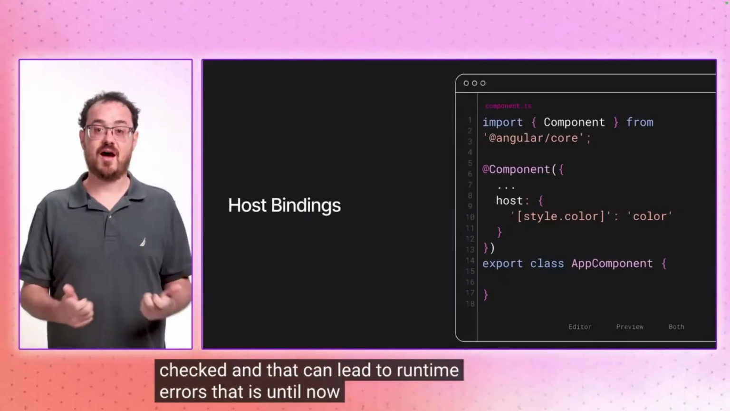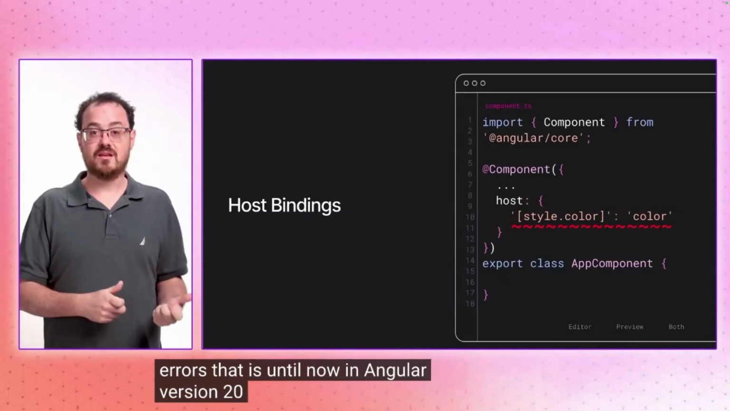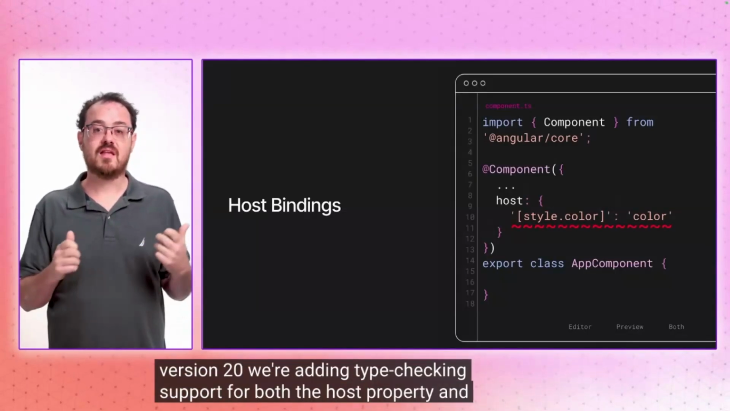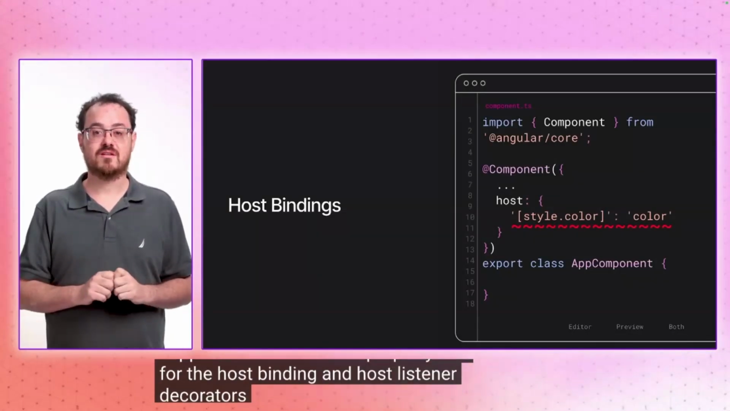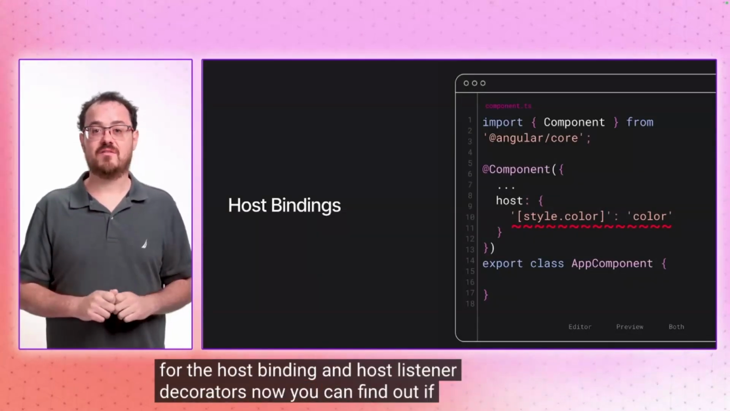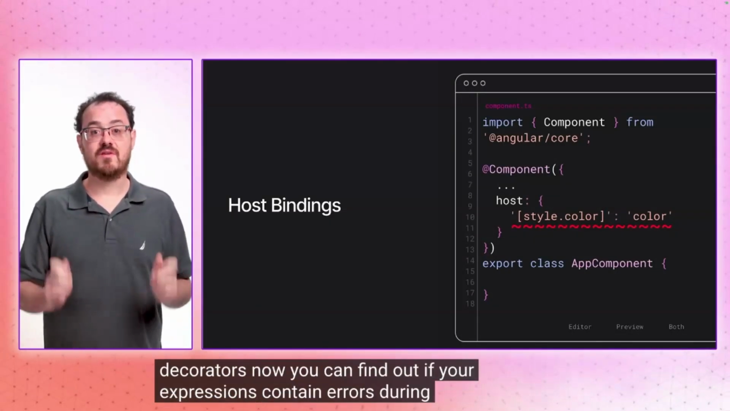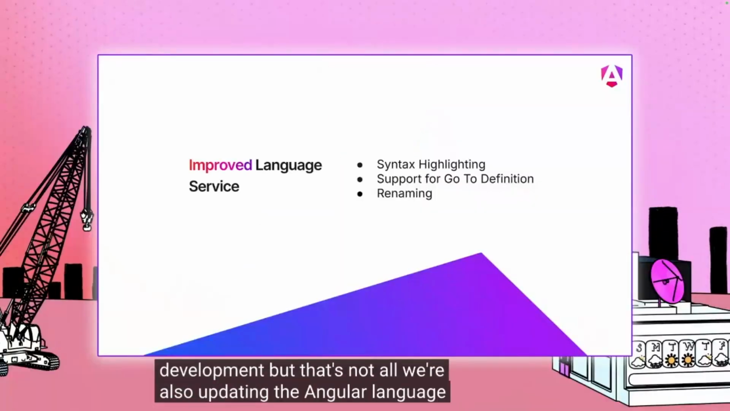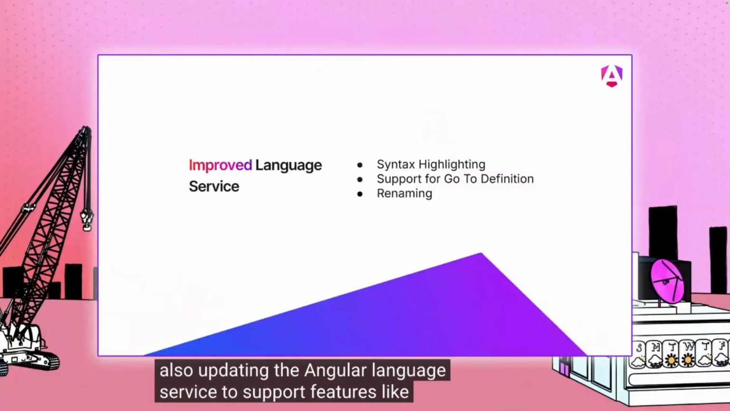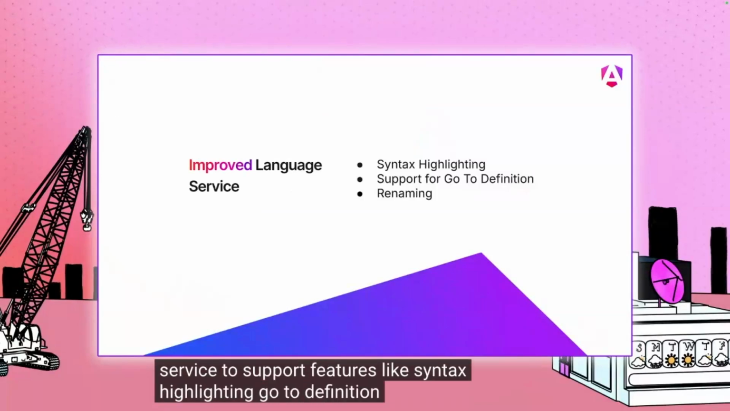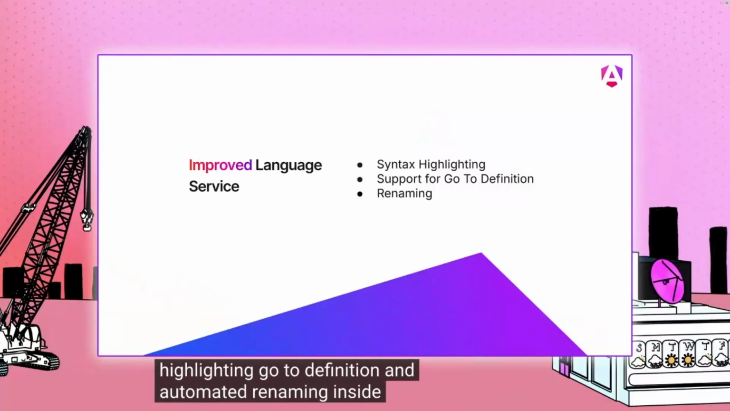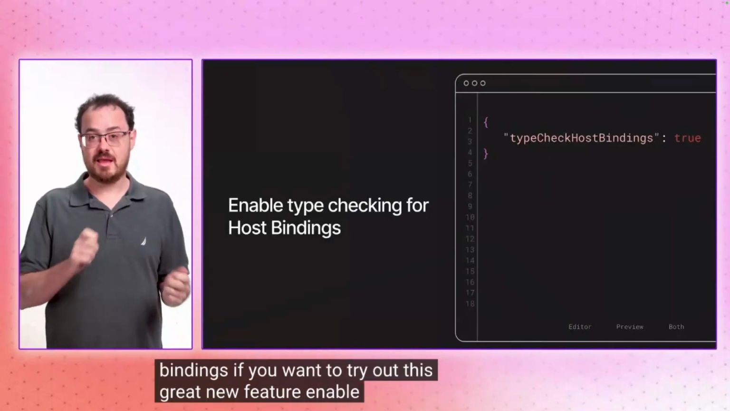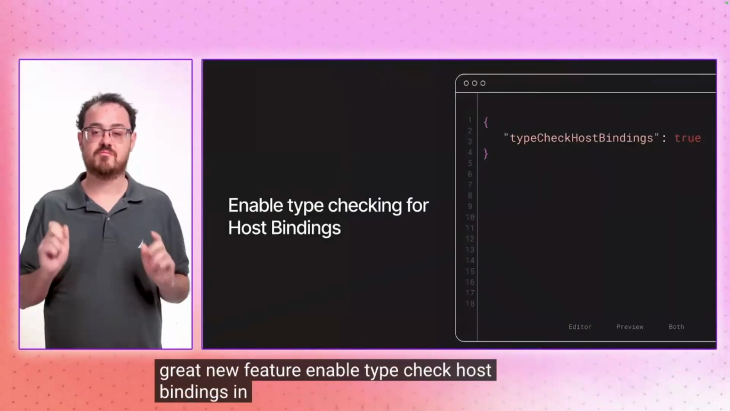That is, until now. In Angular version 20, we're adding type checking support for both the host property and for the HostBinding and HostListener decorators. Now you can find out if your expressions contain errors during development. But that's not all. We're also updating the Angular language service to support features like syntax highlighting, go-to-definition, and automated renaming inside of host bindings. If you want to try out this great new feature, enable typeCheckHostBindings in your project settings to get started.